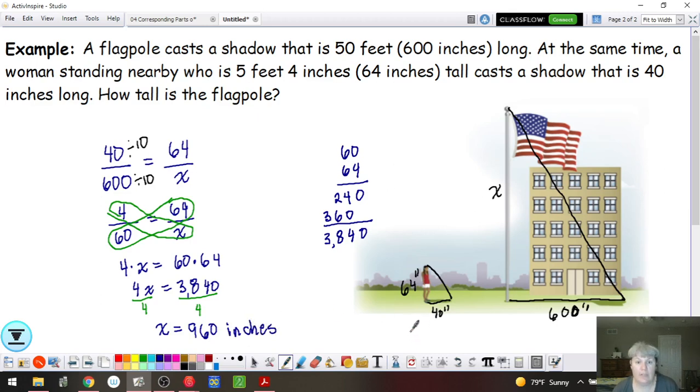We can convert that to feet, since we know how long the shadow of the flagpole is in feet, by taking 960 and dividing it by 12. Well, I know 12 goes into 96 8 times, so 12 would go into 960 80 times. So this would be 80 feet.